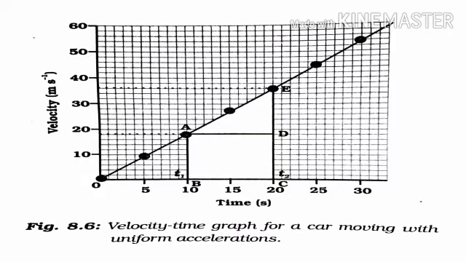Here is a graph which depicts the velocity-time graph for a car moving with a uniform acceleration. This means a uniform acceleration can also give a straight line on the graph, which is not parallel to the time axis but is inclined to it, cutting at the origin. So we get this type of graph in the case of uniformly accelerated motion.